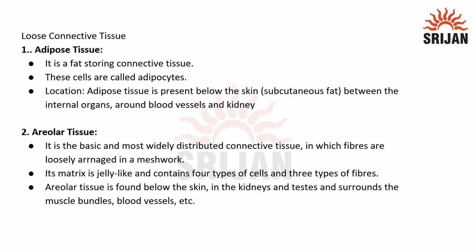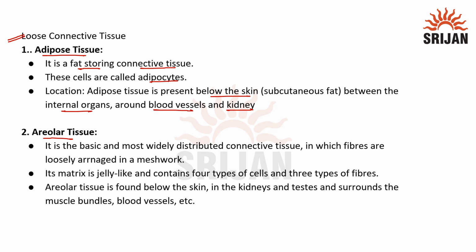So here we have loose connective tissue, that is the adipose tissue and the areolar connective tissue. So here we can see this adipose tissue is nothing but the fat storing connective tissue, and the fat is stored in the cells called as adipocyte. When we talk about the location of this adipose tissue, we find it below the skin as subcutaneous fat. We can also find them between the internal organs and around our blood vessels and kidney.